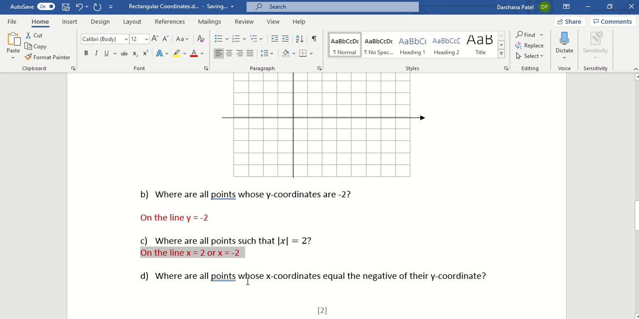Where are all points whose x coordinate equals the negative of the y coordinate? So for example, x can be 2, y can be negative 2. x can be negative 3, y can be positive 3. So basically that will happen on the line x equals negative y.